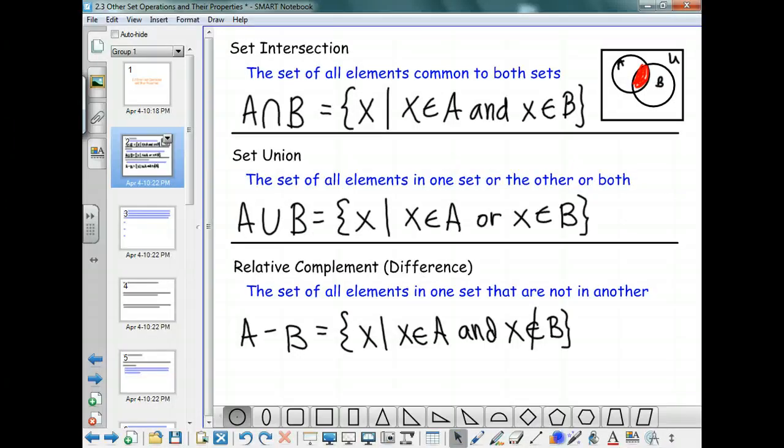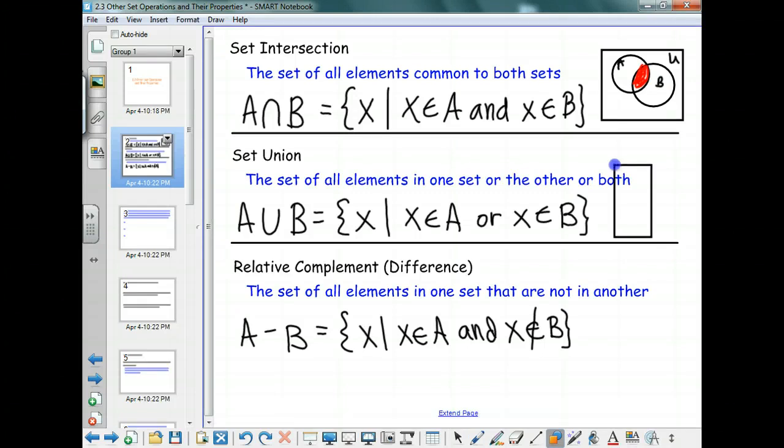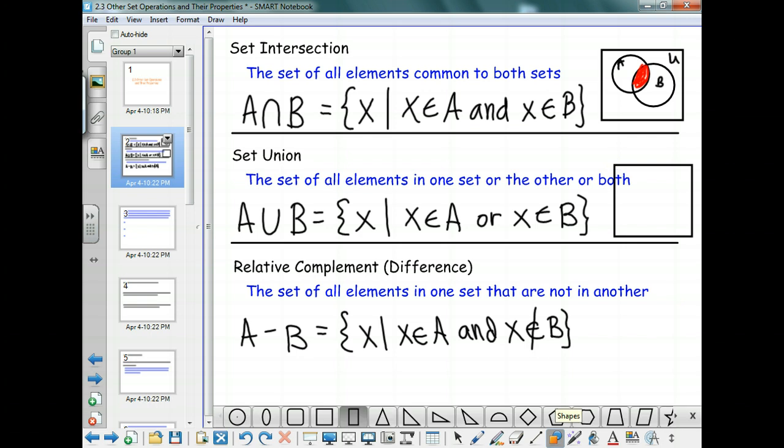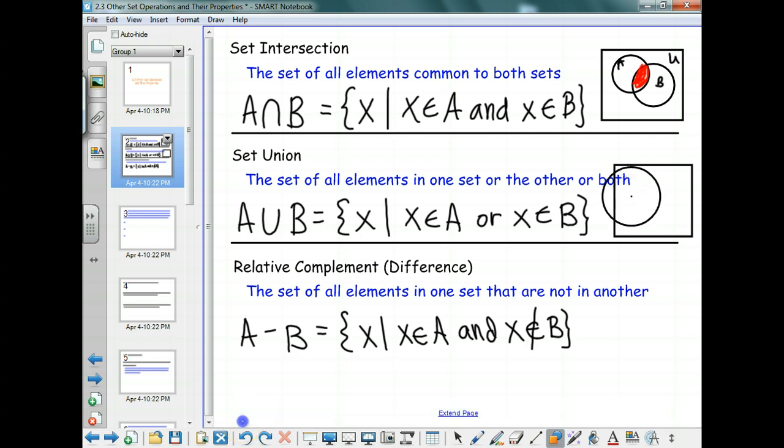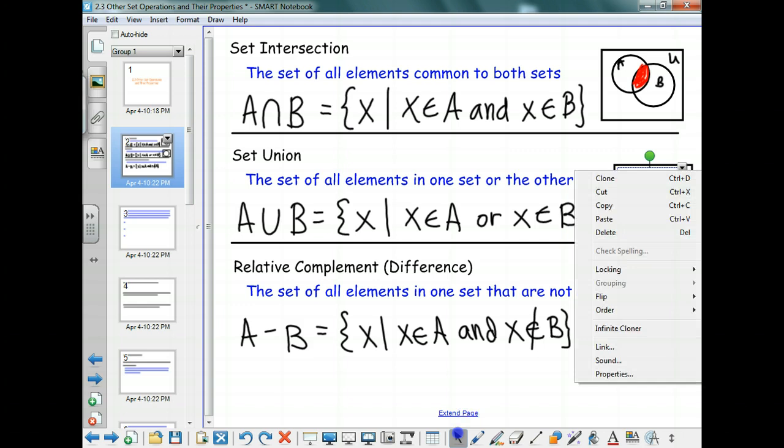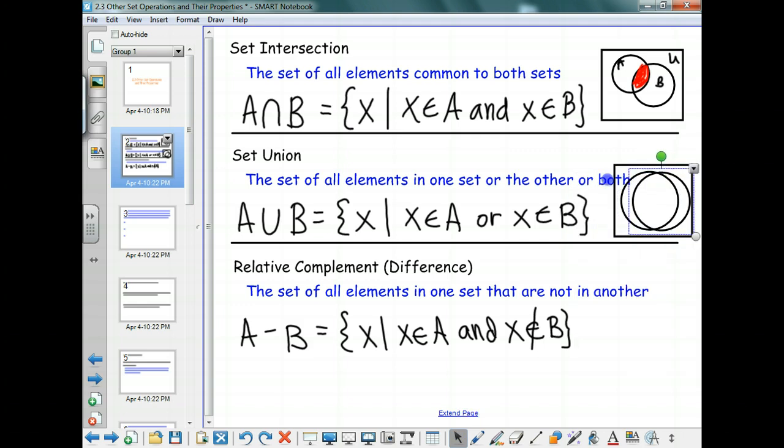So let's do the same thing, the same starting picture for the next two. If we have two circles that are overlapping over here, all right, so they're kind of big, but pretend like they're not. Obviously if I color the overlap, that's the intersection, the part that's in between.